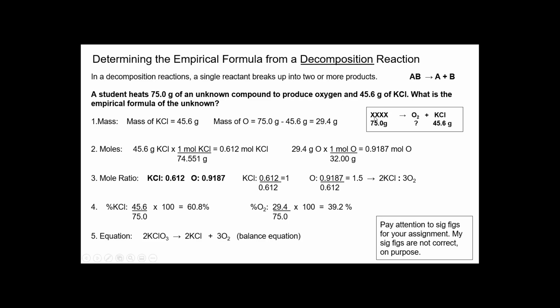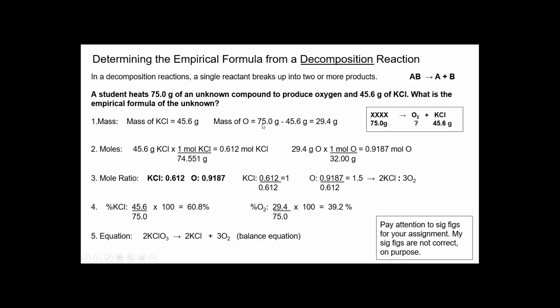So I could also put here KClO, just with a question mark of what it would be. So we were given the mass of potassium chloride, and that's 45.6. This is our product. So we now have the mass for our unknown compound and our mass for one of the products. Because of the law of conservation of mass, nothing is created nor destroyed. We would know that whatever is on one side regarding mass will be matched on the other side. It has to balance.